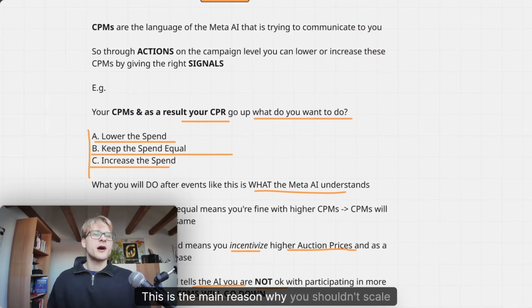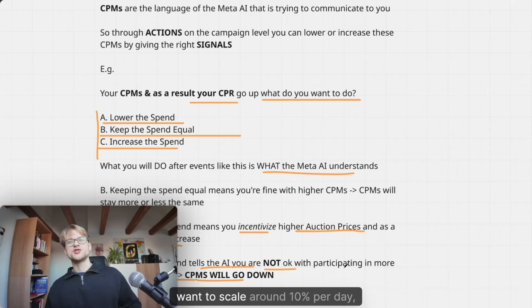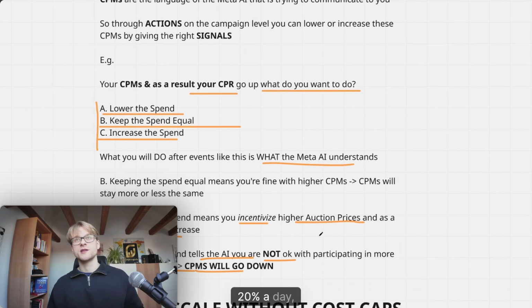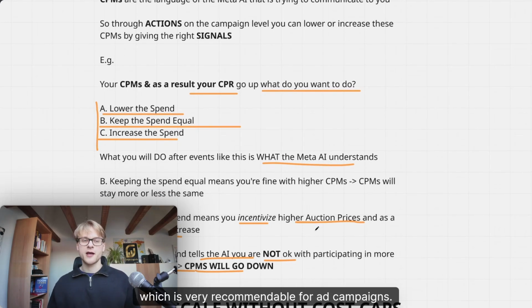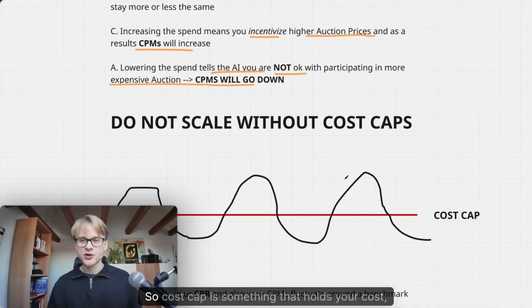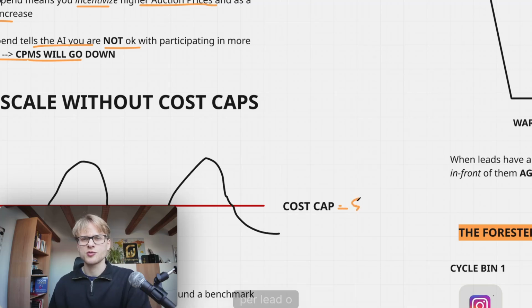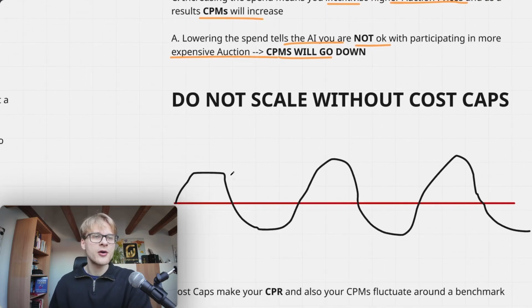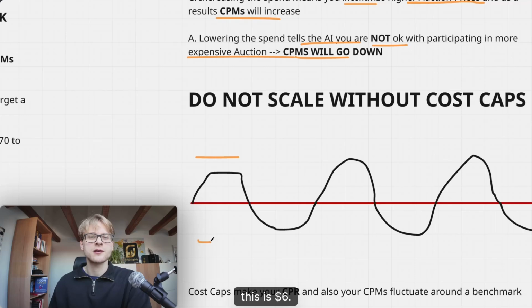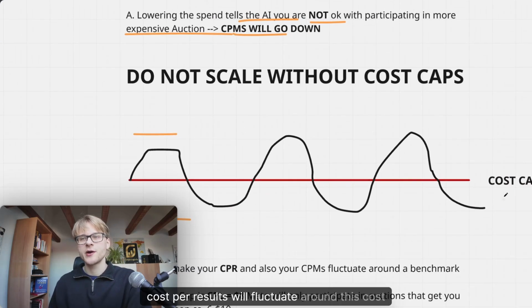This is a main reason why you shouldn't scale without cost caps, because when we're thinking about scaling, where we want to scale around 10% per day, 20% a day, which is very recommendable for ad campaigns, we do not want to scale without a cost cap. So a cost cap is something that holds your cost equal. So let's say my cost cap is something like $8 cost per lead, okay? Now I'm paying around, this is $10, this is $6. What will happen? My cost per results will fluctuate around this cost cap.